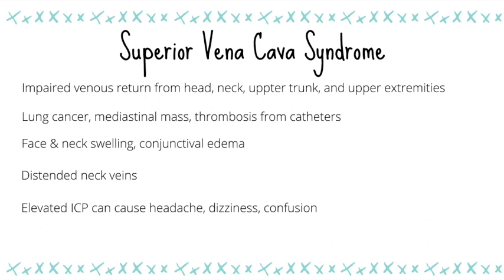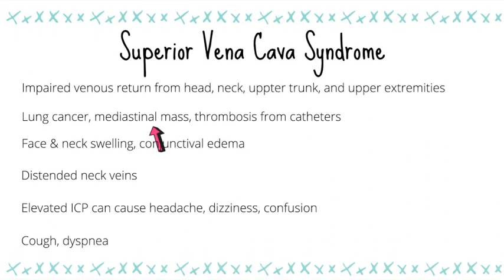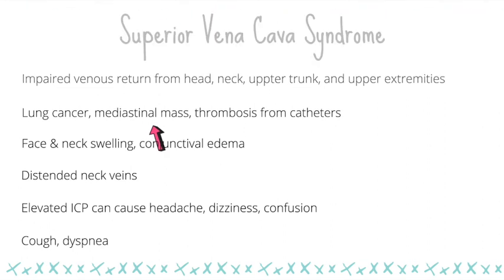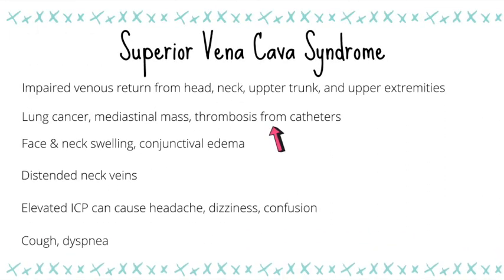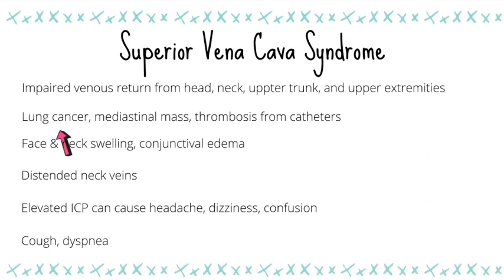So the treatment of superior vena cava syndrome is due to the cause. Let's say that the patient has a mediastinal mass due to lymphoma, then you'll do radiation therapy. If they have thrombosis from catheters, then you'll do anticoagulation. And if it's due to lung cancer, then of course treating the lung cancer with resection and chemotherapy.